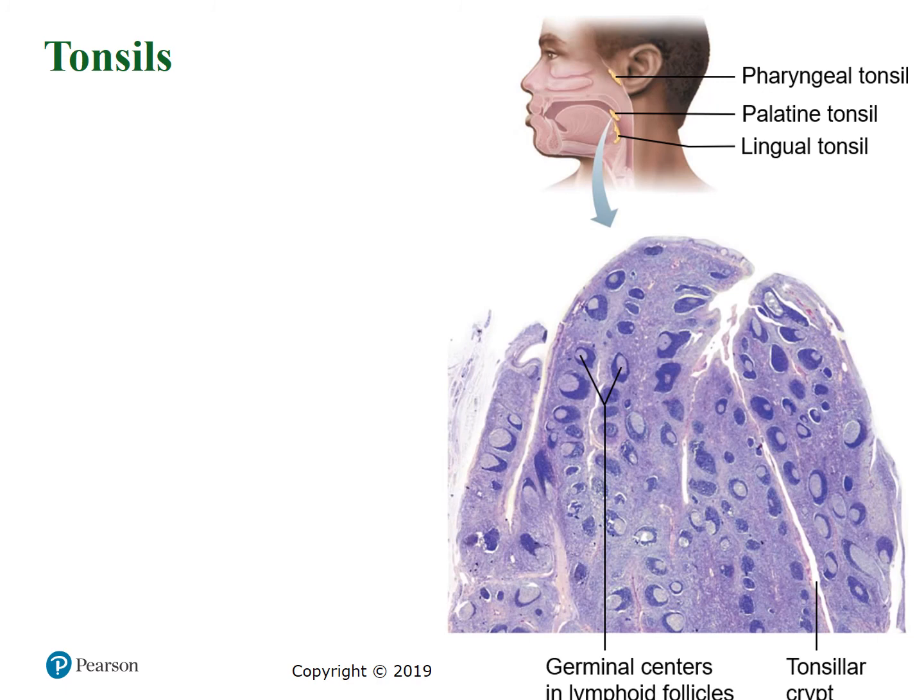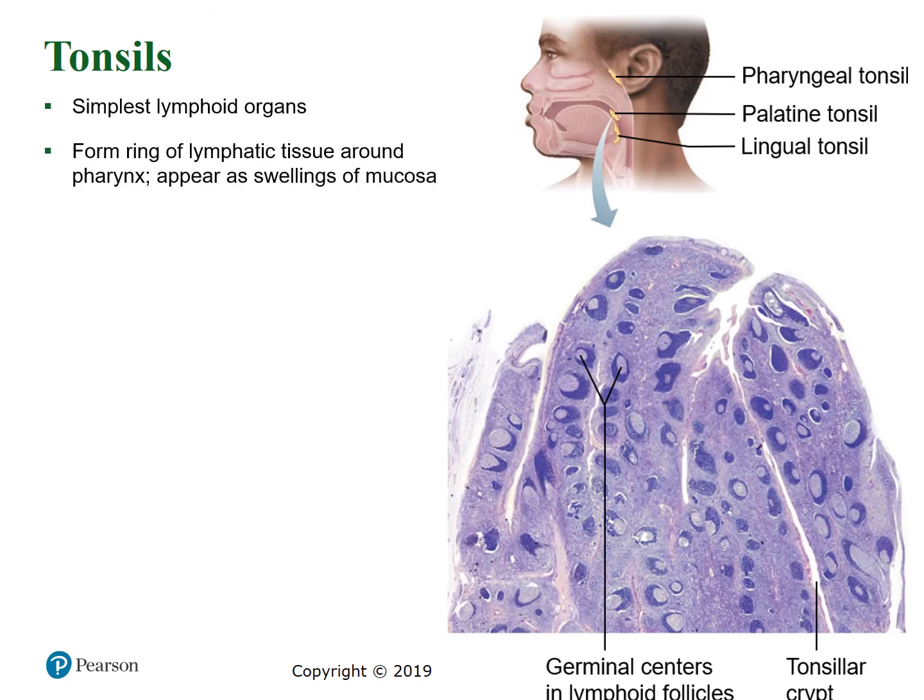So here's a look at the tonsils. These are the simplest lymphoid organs. So basically, you've just got a ring of lymphatic tissue that's around the pharynx, and these appear to be swellings of the mucosa. They're named according to the location, so you can see that there are pharyngeal, palatine, and lingual tonsils in the pharynx, associated with the hard palate and associated with the tongue, respectively.